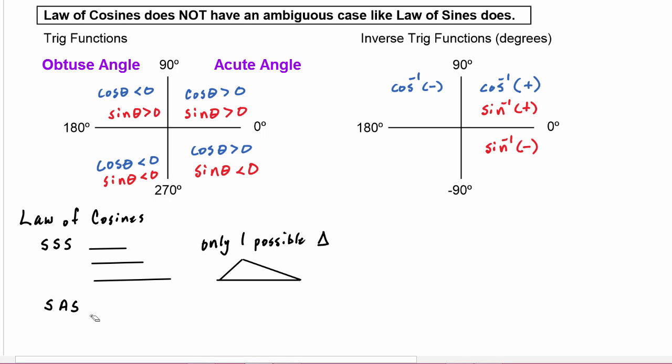Now let's look at what happens when we're given side, angle, side. So here, maybe this side is given, and this side is given, and this angle is included. So that's our side, angle, side. Well, if those are given, then there's only one possibility for that third side. It's going to have to be right there. Only one possible triangle again.